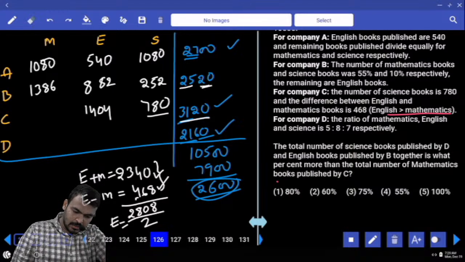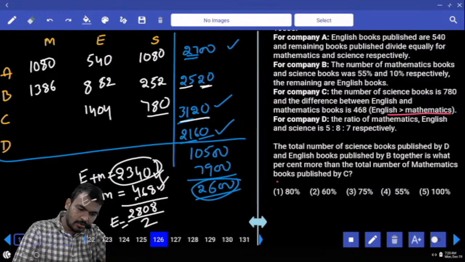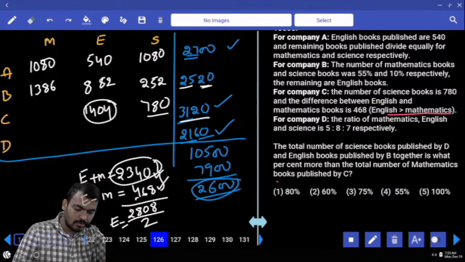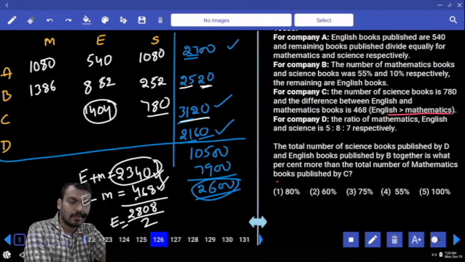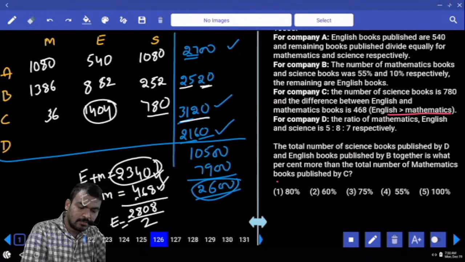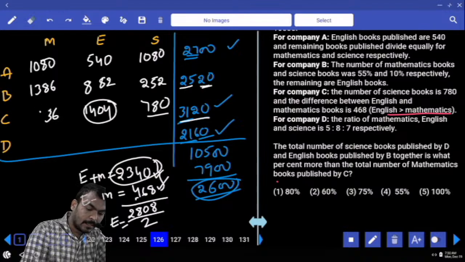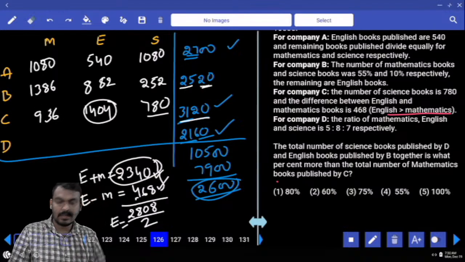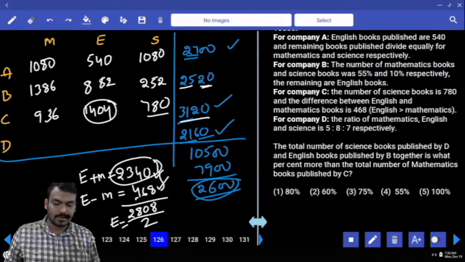Okay. Next, out of 2340, we are subtracting 1404. We get the maths books, or not? 40 minus 4, 36. 23 minus 14, 9. 936. Last one, company D.